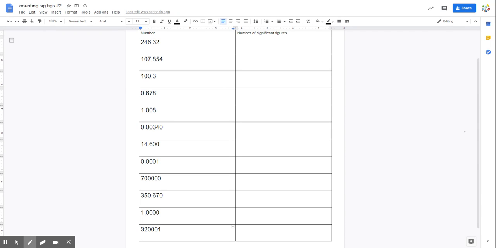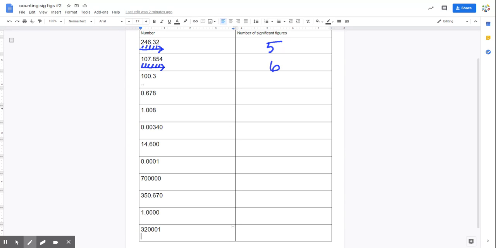So here we go. We have number 1 is 246.32. So it has a decimal. So we go from left to right, counting 1, 2, 3, 4, 5. 5 significant figures. The next one has a decimal. We go from left to right. Same thing, begin counting with the first digit, and we keep going. So that has 6.